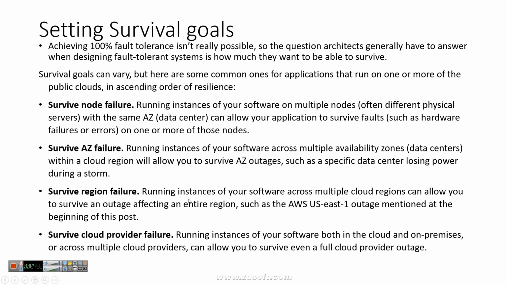Survive region failure is like running instances of software across multiple cloud regions, which can allow it to survive an outage affecting an entire region, such as the AWS US East 1 outage mentioned at the beginning of this course. And the fourth one is survive cloud provider failure. In this, running instances of the software both in the cloud and on premise, or across multiple cloud providers, can allow it to survive even a full cloud provider outage.